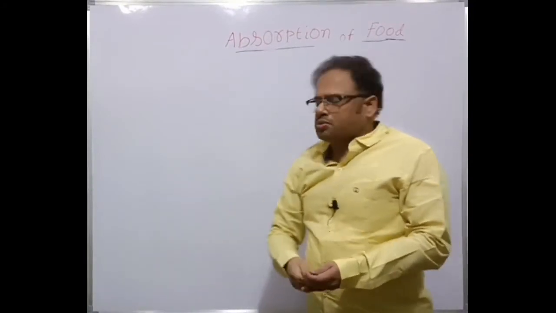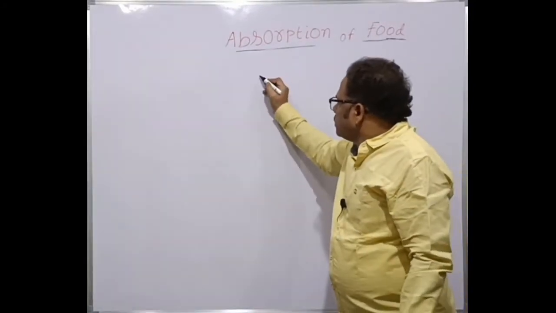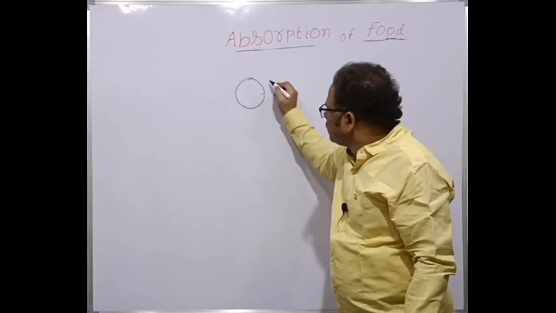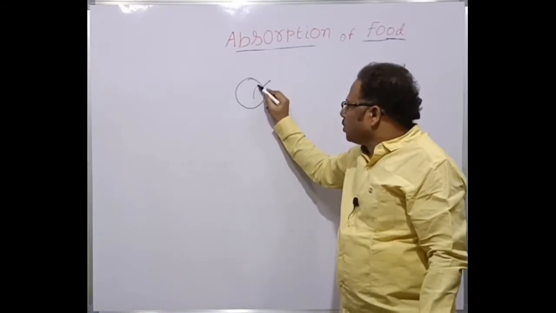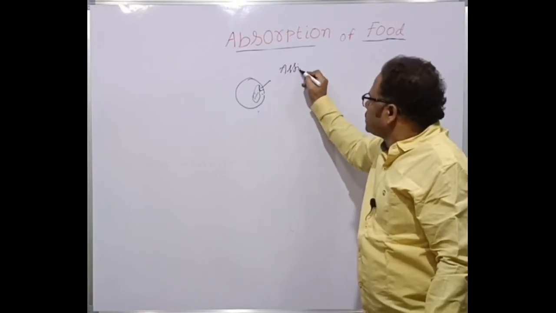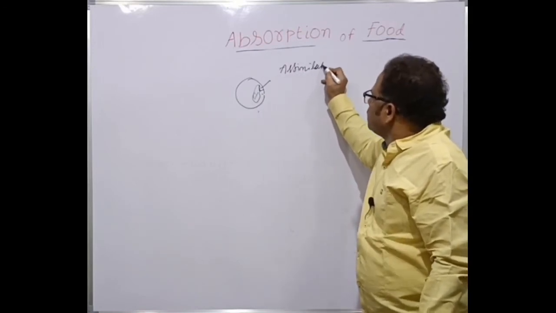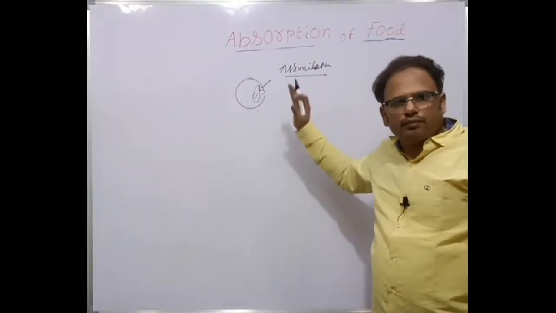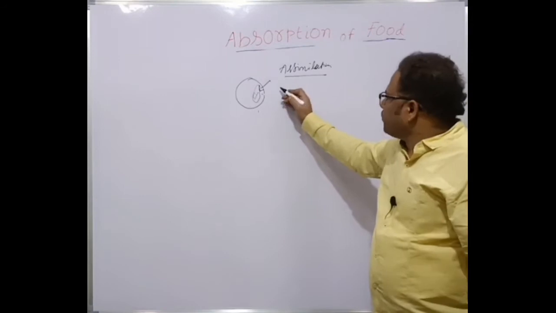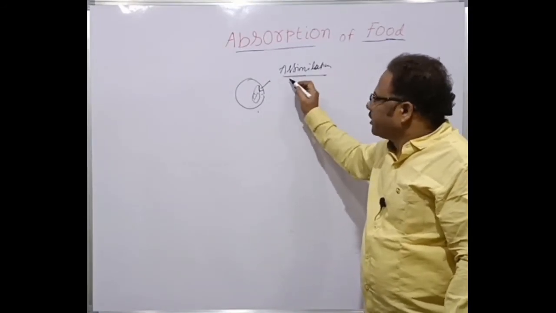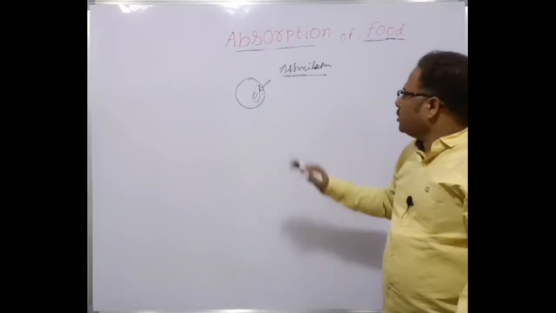So after absorption into the blood, these food particles are carried to the cells. In the cells the metabolism occurs and they are assimilated into the tissue. That is assimilation: the process of converting these into protoplasm and carrying out the various metabolic activities. After absorption, assimilation into the tissues.